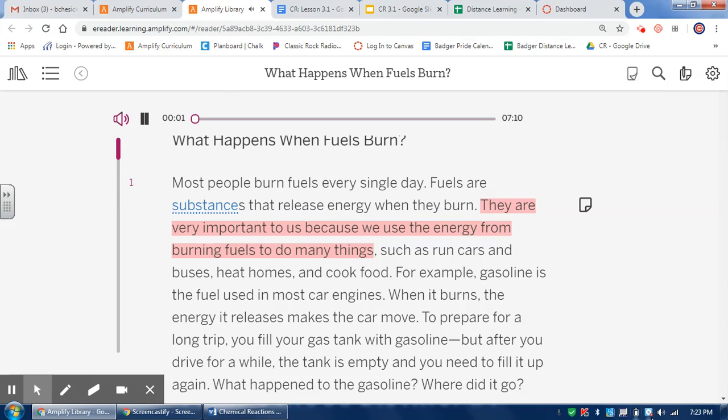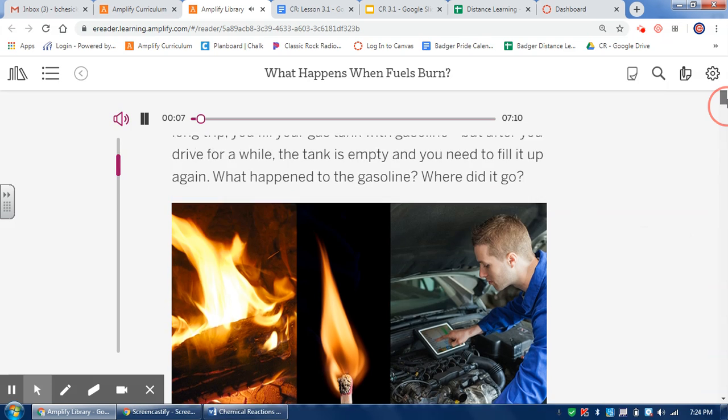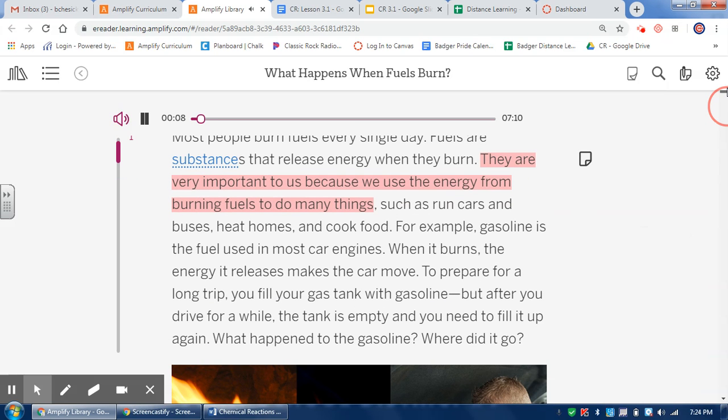What happens when fuels burn? Most people burn fuels every single day. Fuels are substances that release energy when they burn. They are very important to us because we use the energy from burning fuels to do many things, such as run cars and buses, heat homes, and cook food. For example, gasoline is the fuel used in most car engines. When it burns, the energy it releases makes the car move.